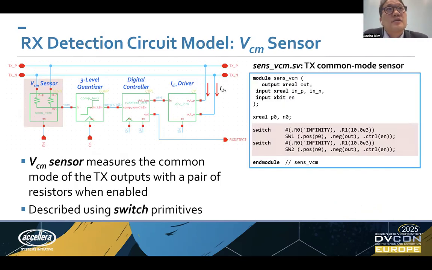So let me describe that by describing the actual model we use for the RX detection circuit. Let's start with the common mode voltage sensor, the VCM sensor. This block measures the common mode of the two transmitter outputs with a pair of resistors. And these resistors are connected to the output only when it's enabled. In other words, what we need is a pair of switches. And for that, we can use the switch primitive of X model, which essentially models a variable resistor whose resistance changes depending on the digital control signal enable. Okay, so that's easy.